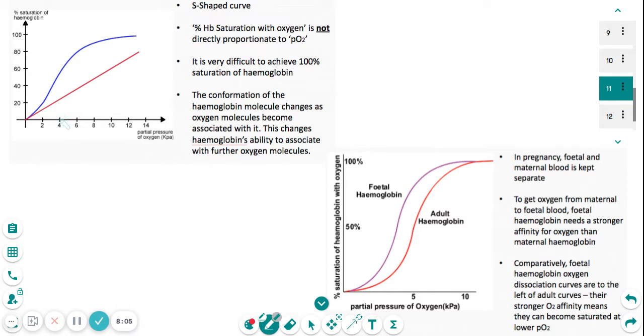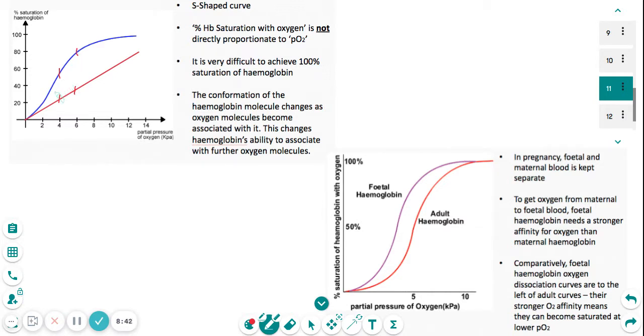So if we look at, for example, a partial pressure of 4 kilopascal, saturation of a normal liquid might be what? 25%. Whereas at the same partial pressure, hemoglobin is nearly at 60% saturation. As we go up even more, by the time we get to a partial pressure of 6, hemoglobin is into the 80% already.